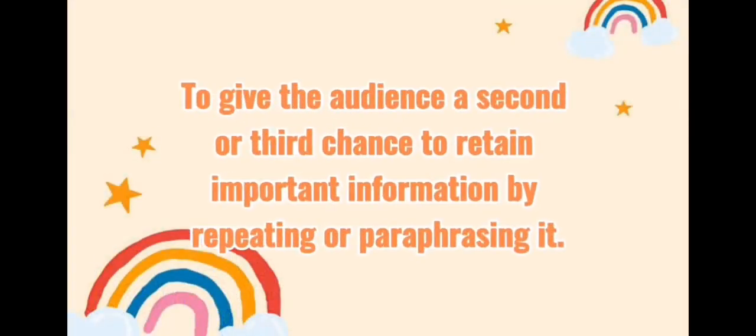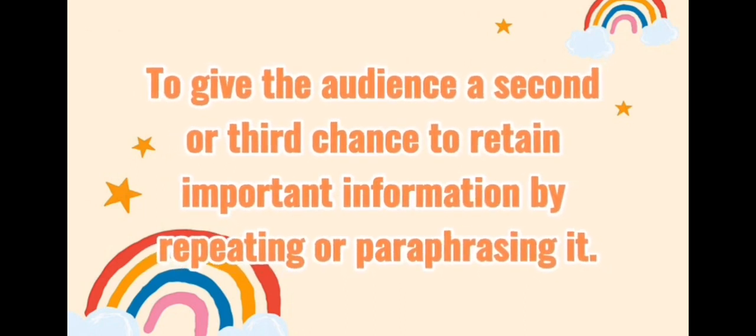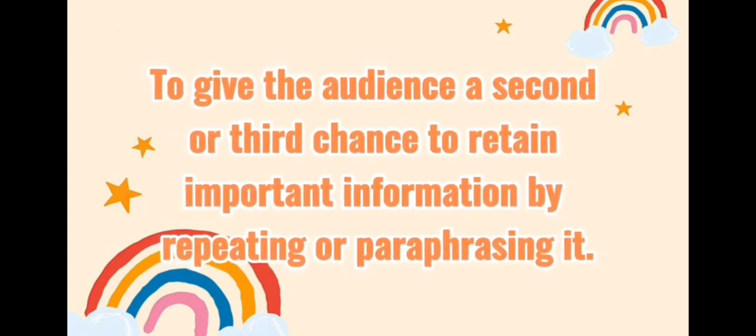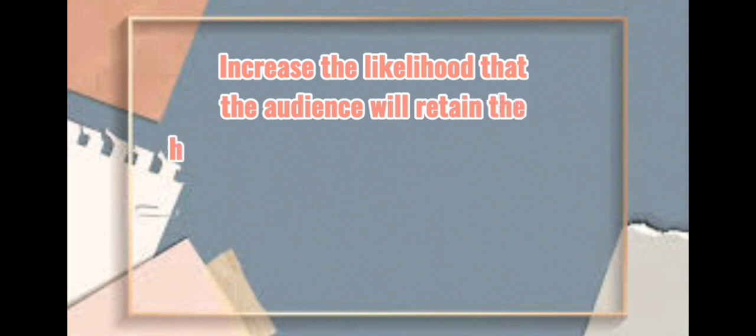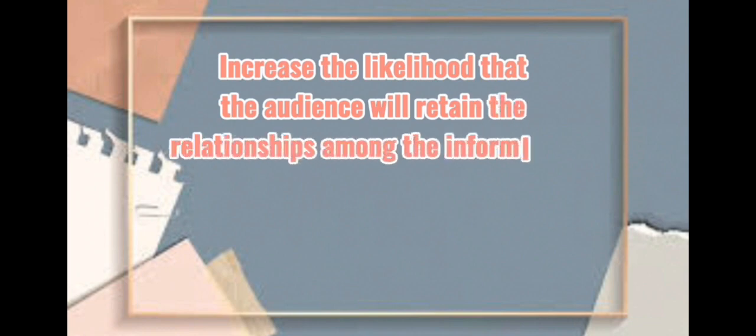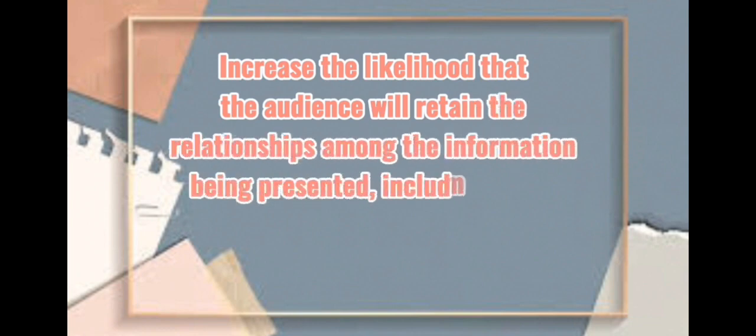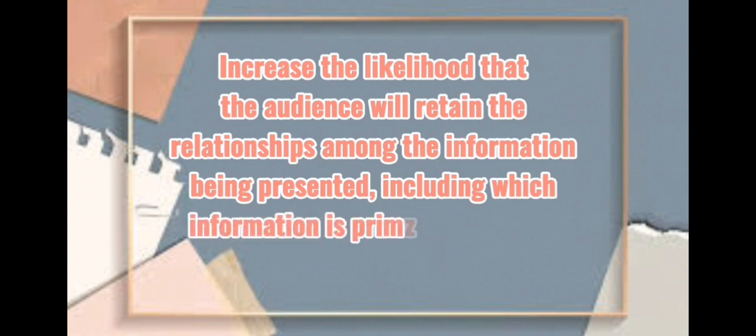After that, repetition techniques. It is used to give the audience a second or third chance to retain important information by repeating or paraphrasing it. The next technique that we can use is transition. Transitions can increase the likelihood that the audience will retain the relationship among the information being presented, including which information is primary and which is supporting.